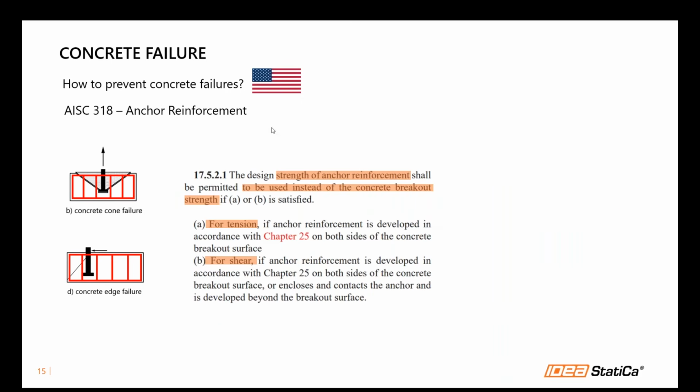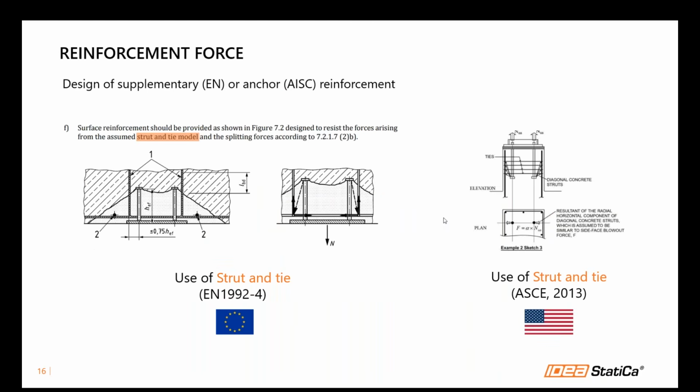Now let's see in the American code or AISC, it's the same thing. Basically, you can add additional reinforcement, but here they call it anchor reinforcement instead of supplementary reinforcement. So the strength of the anchor reinforcement can be used to take the force, but the same thing, it must be designed to take the force. Now the follow-up question will be, how do you get the force from the anchor to the rebar? Then you need to design for the rebar. For both Eurocode and AISC, if we see in detail, both are suggesting to use the strut and tie method to get the force to the reinforcement.